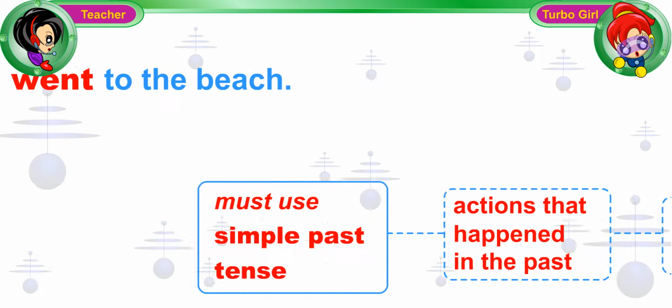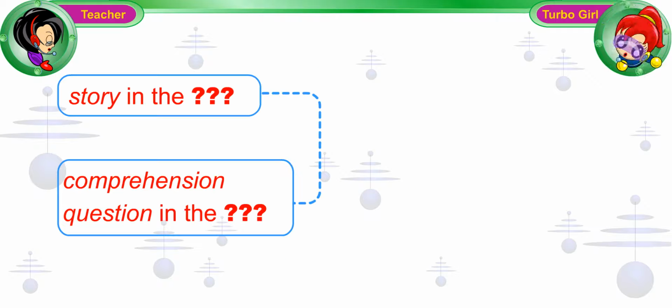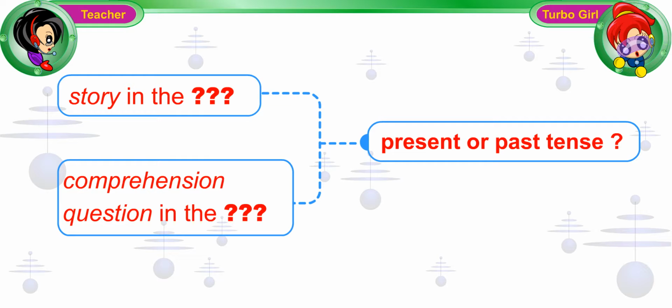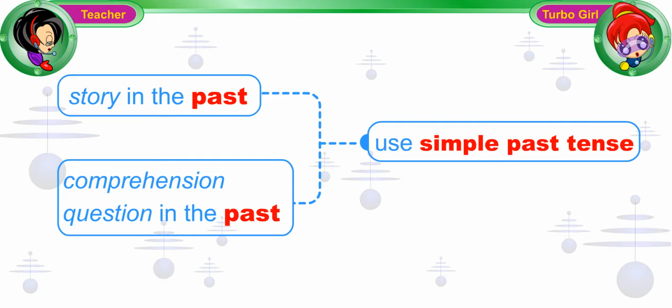Finally, we also learned that when we write sentences or stories, we must check whether the story is in the present or the past. If it is in the past, we must remember to use the past tense to describe the verbs in the sentences. Good job, Turbo Girl.